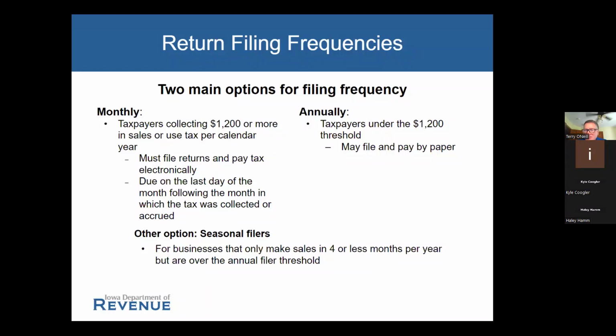Perhaps you have someone that's a vendor at fairs during the summertime in Iowa. Maybe they travel around to various county fairs, the state fair and such, and they make sales throughout the state of Iowa. That's only going to be done during the summertime. So they have 4 months or less, but yet they're collecting over $1,200 a year. They can become a seasonal filer with the department. So I just want you to be aware that that option is out there as well.